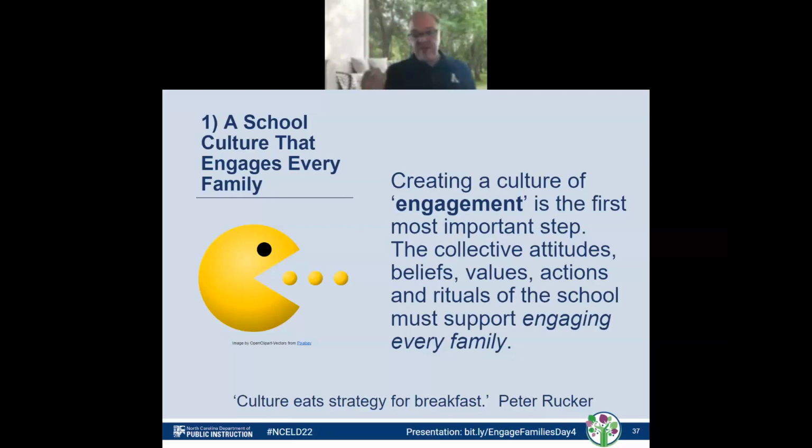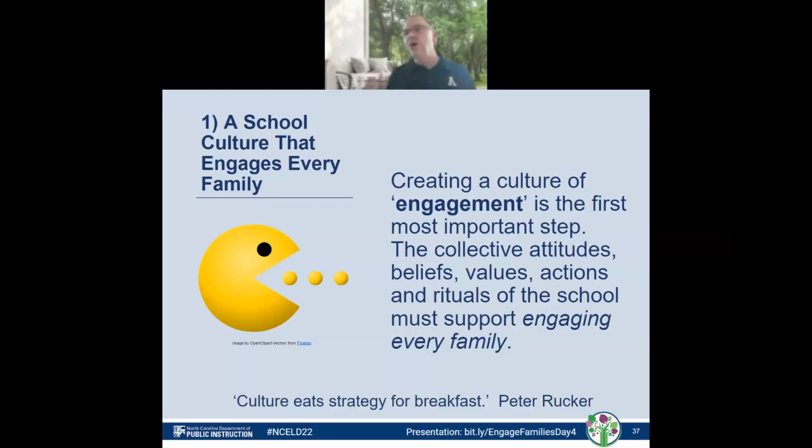So we use the icon of Pac-Man to kind of get to this point. If we don't address the culture of family engagement in the whole school, any strategy we attempt to use might be quickly thwarted. The first attempt at engagement that is met by an unwelcoming staff member can change the relationship between the family and the school. So Peter Drucker uses the comment, culture eats strategy for breakfast.